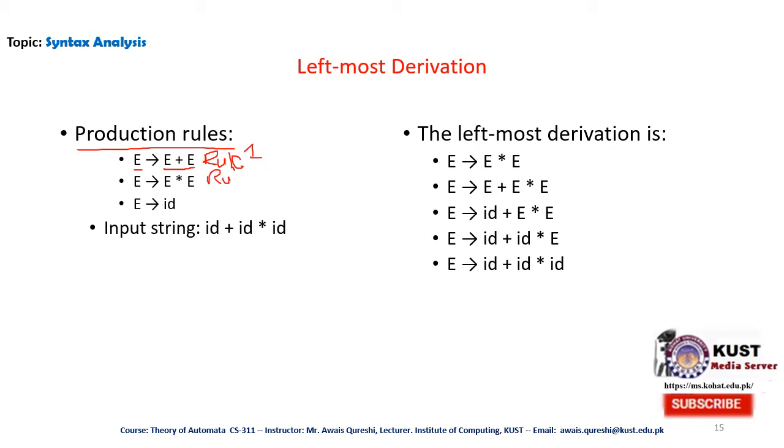Here you can see this is for the plus sign and this is for multiplication. We have two rules: one is for addition, the second one is for multiplication, and the third rule is for simple assignment to a terminal. Okay, this is called a terminal. And let's say we are going to check this input string id plus id into id. So how do these rules work when we derive in leftmost derivation? Let's go on and see.